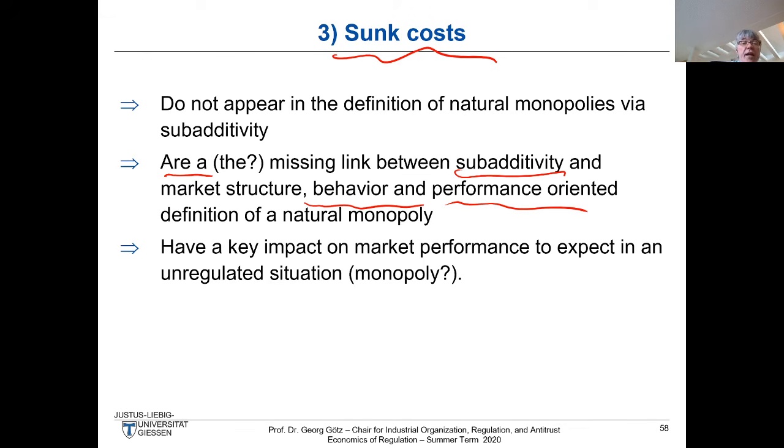So if sunk costs lead to really an entrenched monopoly, we can expect that it has an effect on market performance, and of course we might then get an unregulated monopoly. So I will get back to that importance of sunk costs many times later.